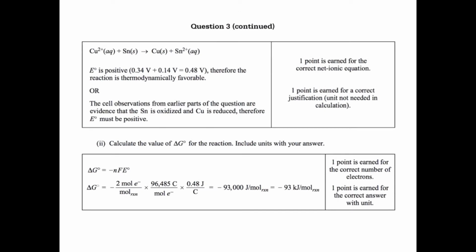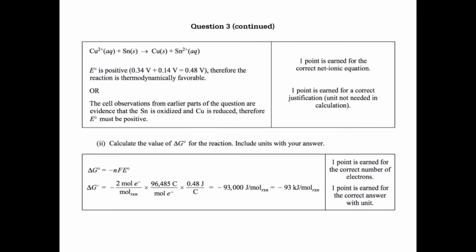Then you're going to find your cell potential. And when you find your cell potential, remember, since tin is being oxidized, you've got to flip its cell potential and make it positive. So it's going to be positive 0.14 now instead of negative 0.14. And since your cell potential is positive, that means that it's thermodynamically favorable, or it's spontaneous. Or they would also accept saying that the cell observations from earlier parts of the question are evidence that tin is oxidized and copper is reduced without any sort of outside influence, and therefore E, your cell potential, is positive. But I would have given those numbers. I would have done the first explanation. So you get 1 point for the correct net ionic and 1 point for the correct justification.